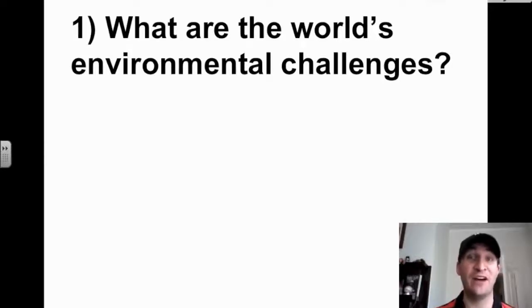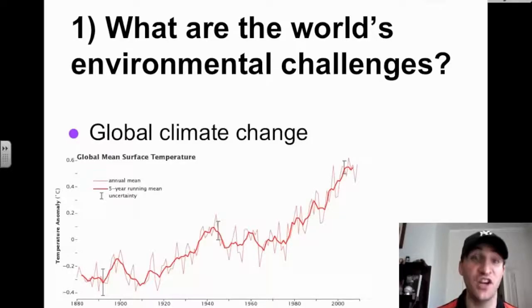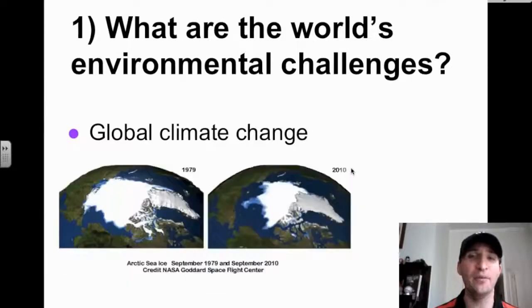The first environmental challenge that we have been dealing with is global climate change. You see this graph from NASA from 1880 to 2000 shows there has been a trend upward in the surface temperature on the Earth, showing global climate change exists. Here's another map. This compares 1979 to the year 2010, and it compares the Arctic sea ice. Look at the amount of sea ice in 79, compare it to the year 2010. Our sea ice is melting, and we can say that's because of global climate change.